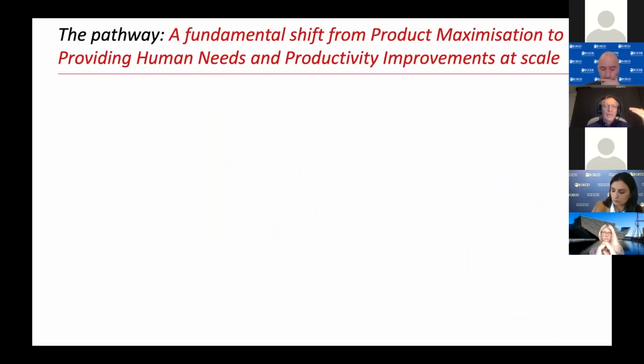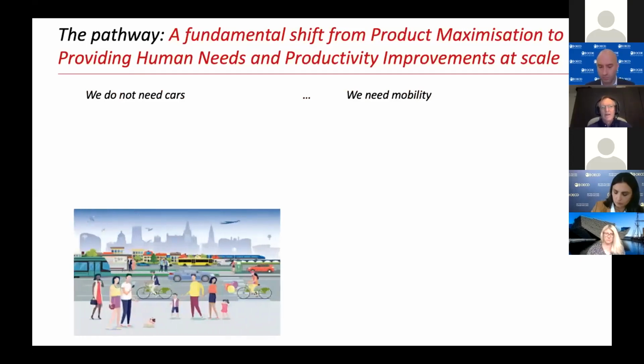What would be the pathway? I think the most important thing which we need to keep in our mind is that we would fundamentally need to shift from something which is today GDP driven, and it is pretty much following the product maximization, to providing in the first place the human needs and productivity improvements at scale.